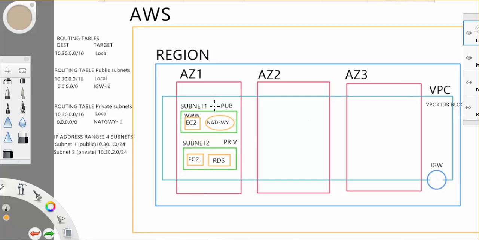Usually whenever you create an application in AWS, because if an availability zone goes down, the problem that you will have here is that anyone who was connecting to your EC2 instance, to your web server, for instance, in this particular case, wouldn't be able to access that.